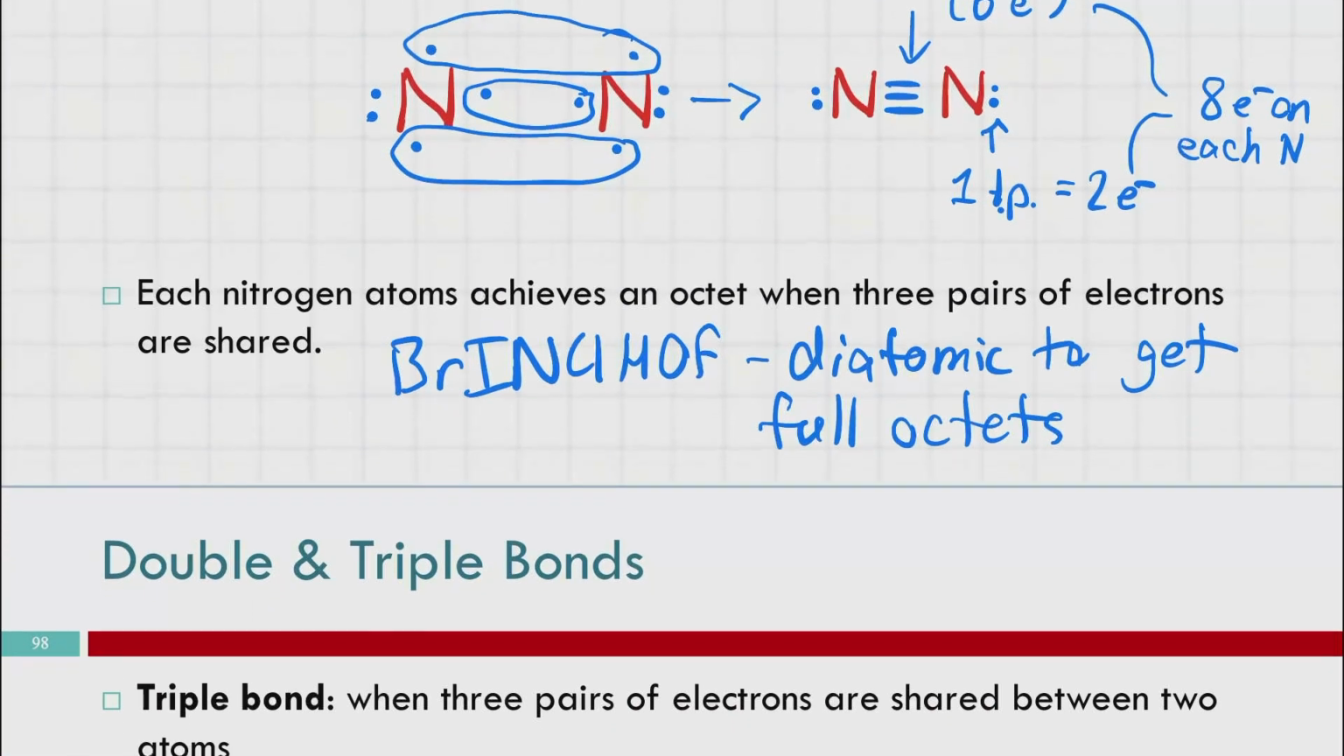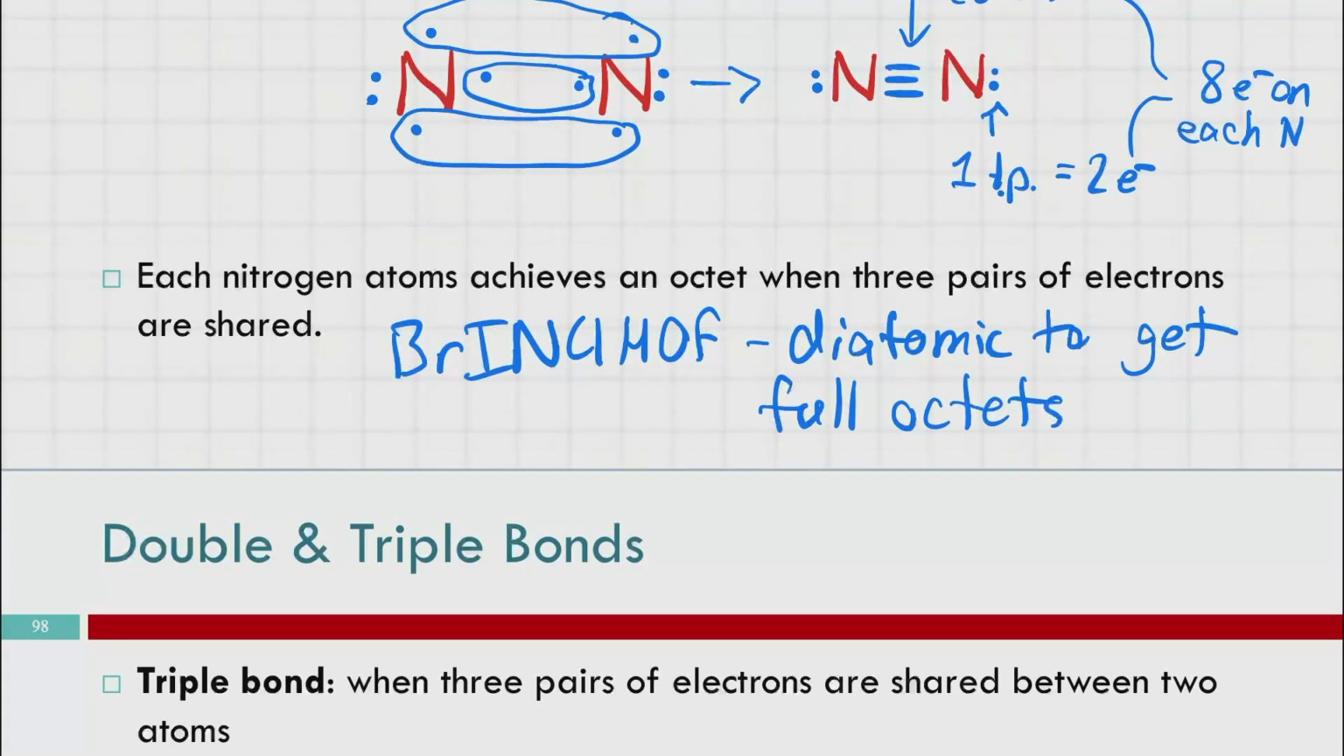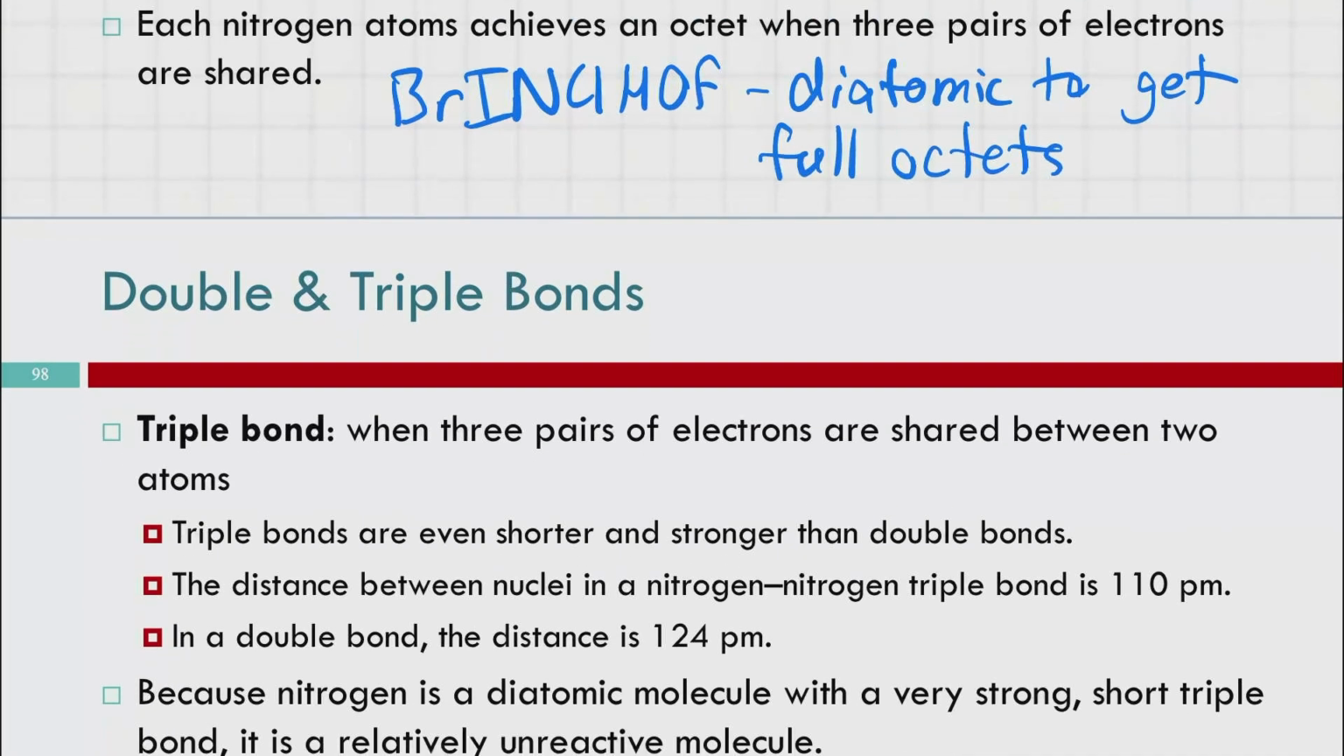Triple bonds are when 3 pairs of electrons are shared between 2 atoms. Any guesses? Which is stronger, a triple bond or a double bond? A triple bond. A double bond was shorter than a single bond. Do we think that a triple bond is shorter or longer than a double bond? Triple bond is also shorter than a double bond, right? It just makes sense.